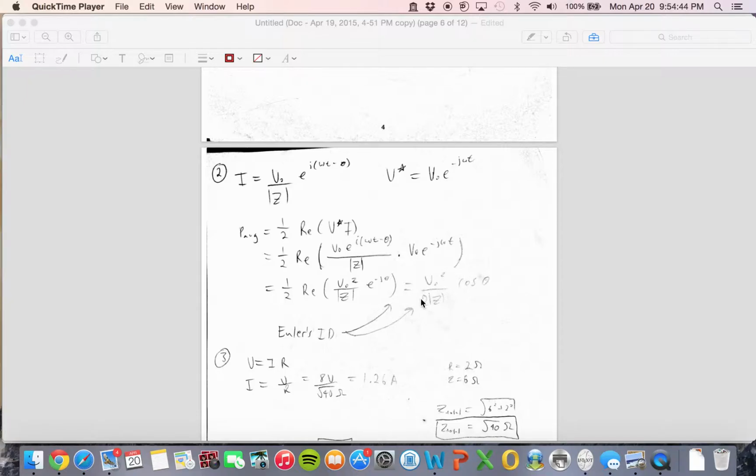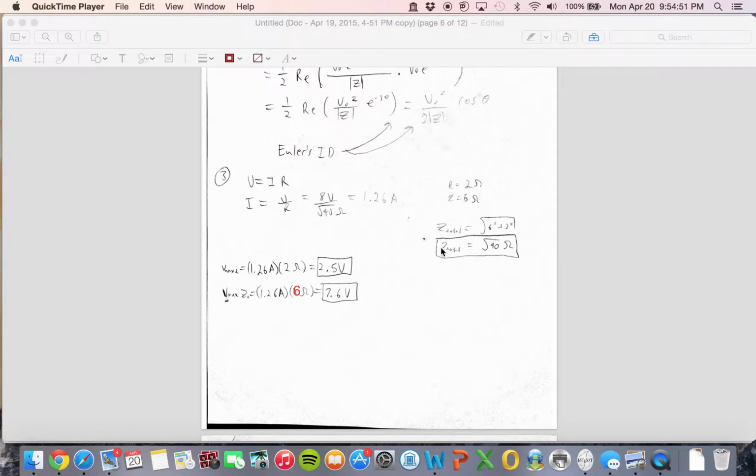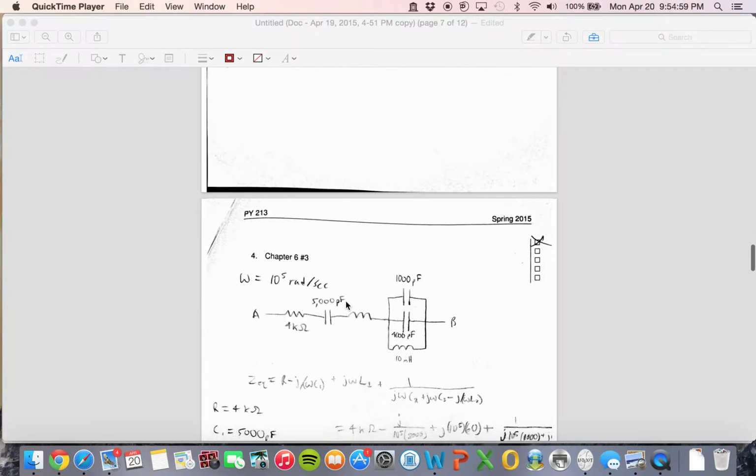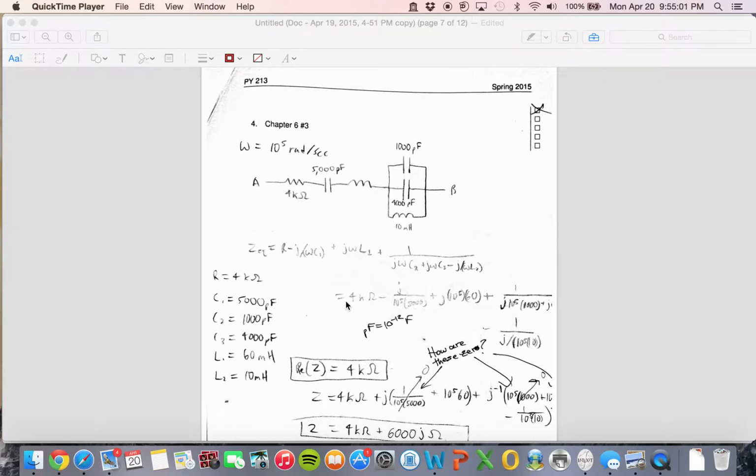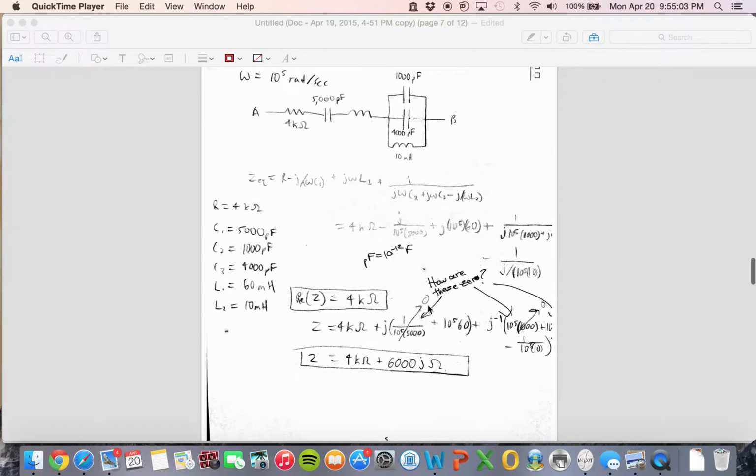In question number 3, the total impedance is radical 40 ohms, and this allows us to find the total current. When we find the total current, we apply it respectively to find the peak voltages, which are 2.5 volts and 7.6 volts. In question number 4, I falsely assumed these are negligible values because I didn't account for units.